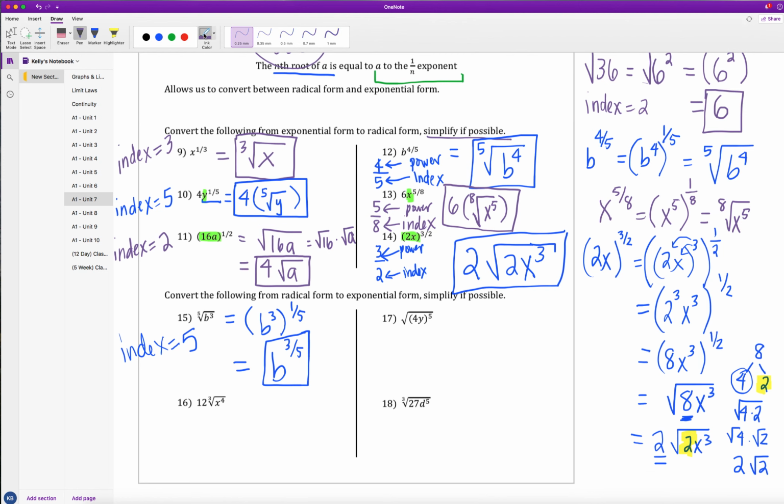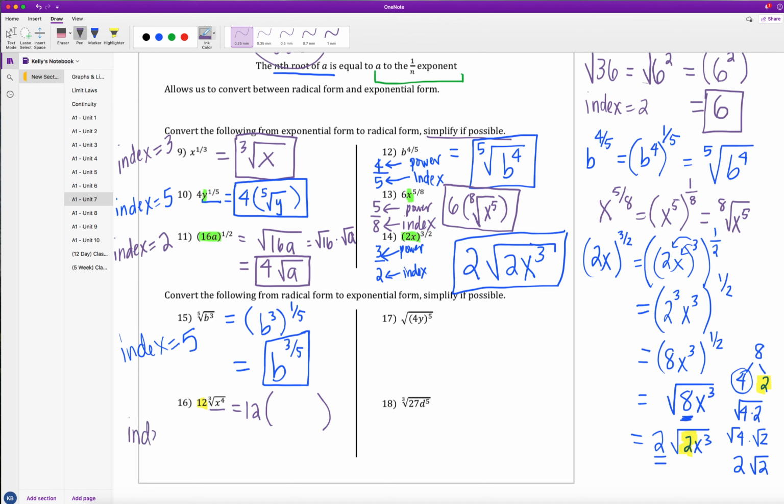Let's look at example 16. So in example 16, we do have a coefficient. It's the 12, but the 12 is in front. It's not inside the radical, so the 12 is never going to change. I can just go ahead and rewrite it, and I'm going to just leave a bunch of space inside parentheses to figure out what's going to go in there. So we have 12 times the cube root of x to the 4th.